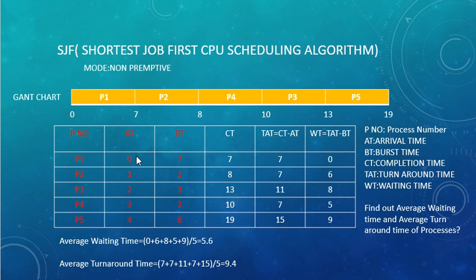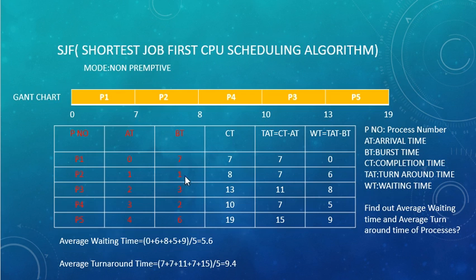We need to consider the arrival time of P1, which is 0, so P1 is scheduled in the Gantt chart. The Gantt chart is a horizontal chart which represents how processes are going to be scheduled for execution. P1's arrival time is 0, that is the starting time in the Gantt chart, and 7 is when it completes, that is the burst time. We can also call it the CPU time, 7, and we have to mention it here.